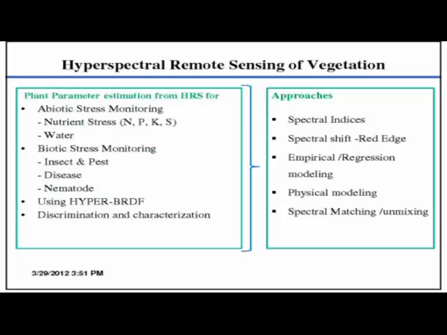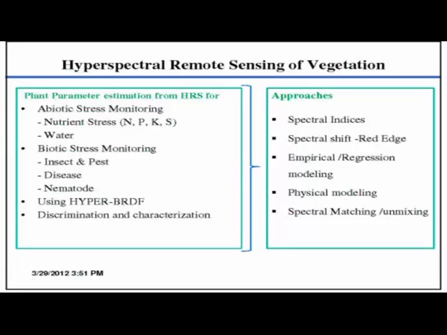Then coming back to the approaches, what approaches can be used for estimation of all these parameters? Maybe simply spectral indices, maybe spectral shift, that is the red edge technique, maybe using those indices or sensitive bands through regression or empirical models by which you can predict those parameters. Or through physical modeling like radiative transfer modeling, by which you can retrieve some of the parameters in a more physically based way than the empirical way, both at the experimental level and also at regional scale. Then of course for discrimination and characterization, if you have a spectrum, how do you know what the target is from which you got the spectrum? That can be done by spectral unmixing or spectral matching.